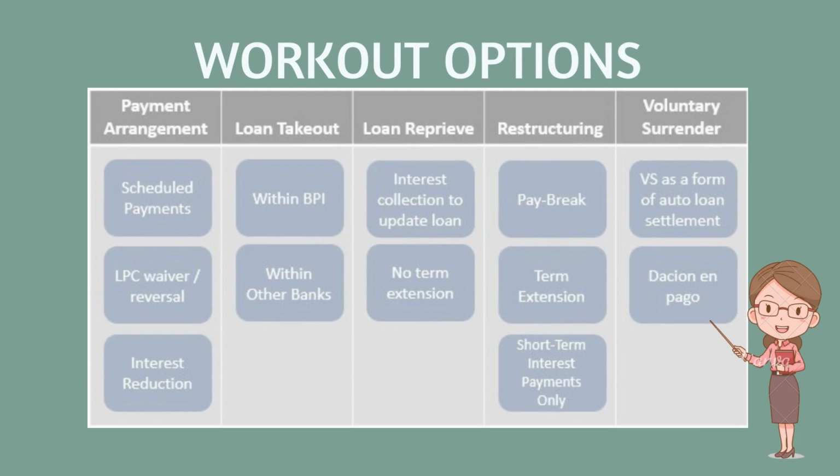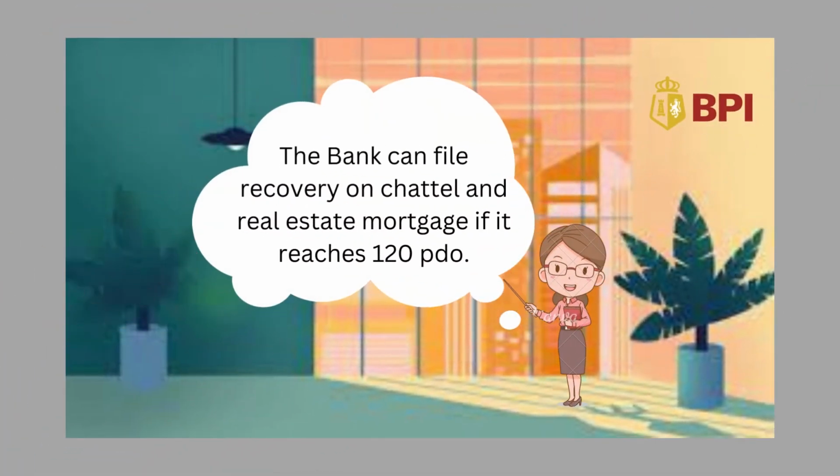These are the available recommended workout options that Remedial Collections provide for clients. Payment arrangements, loan takeout, loan reprieve, restructuring packages such as pay break, term extension, short-term interest payments only, and voluntary surrender. If all the workout options are exhausted and borrower still fails to settle the loan obligation, the account will be referred for appropriate legal action. The bank can file for foreclosure for chattel mortgage and real estate mortgage once an account reaches 120 days past due.